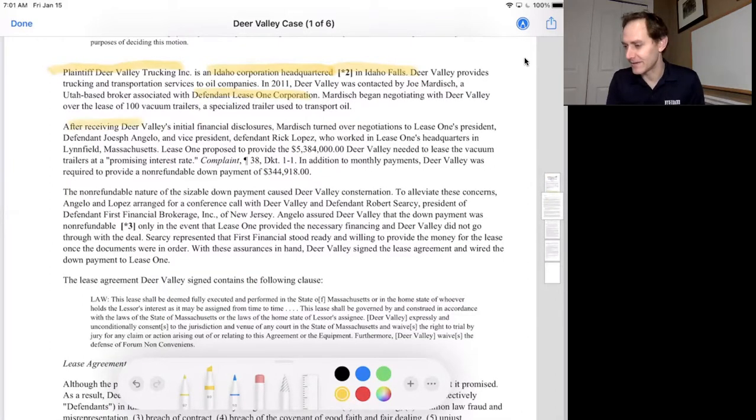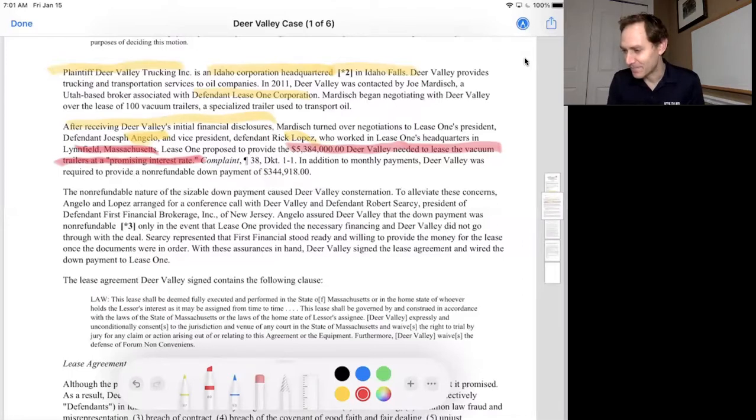All right. He got those initial disclosures. He turned the negotiation over to Lease One's president and defendant. So this is where Angelo comes into play here, and Lopez. Now we've got, probably important here, Massachusetts. Lease One proposed to pay $5.4 million to lease the vacuum trailers at a promising interest rate. You accountants are like, what is a promising interest rate? And that's in quotes, so that was part of the deal.